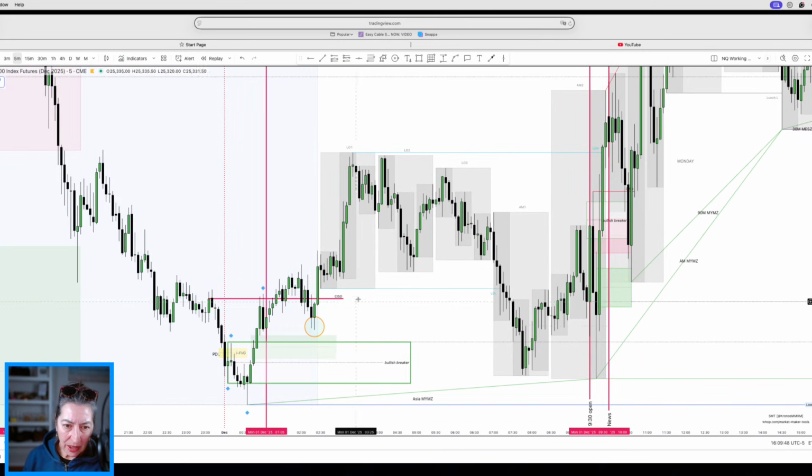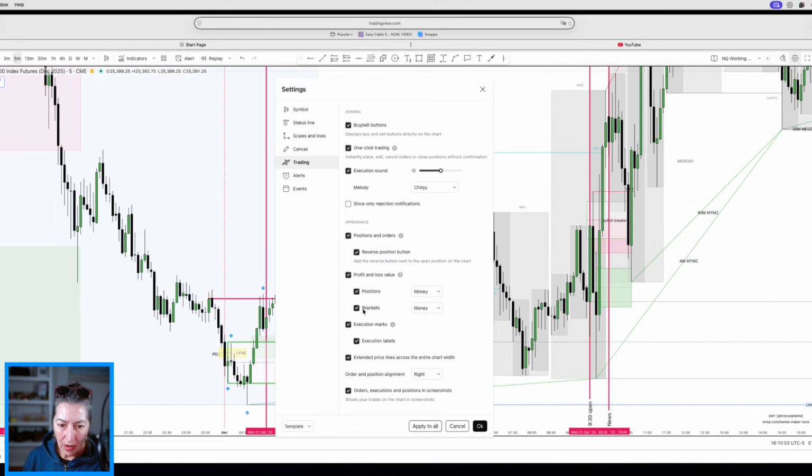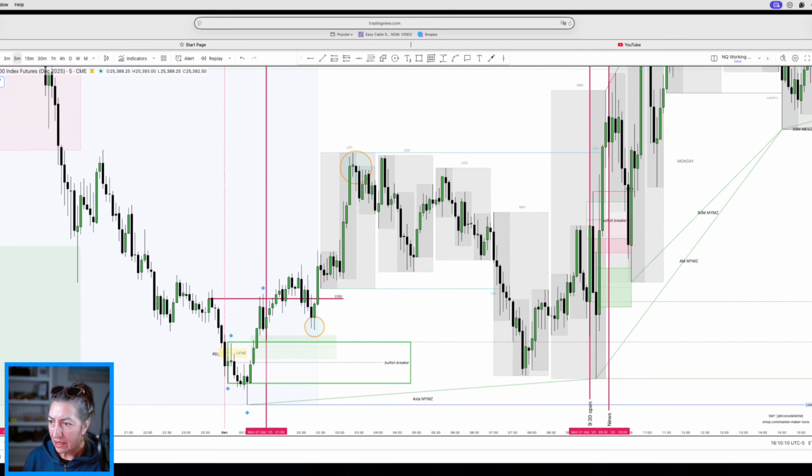So I entered here and then I exited somewhere around here, I think. And I'm just going to show you proof of that. I don't know why my execution marks are not showing, but I just want to show you that I did take this trade.